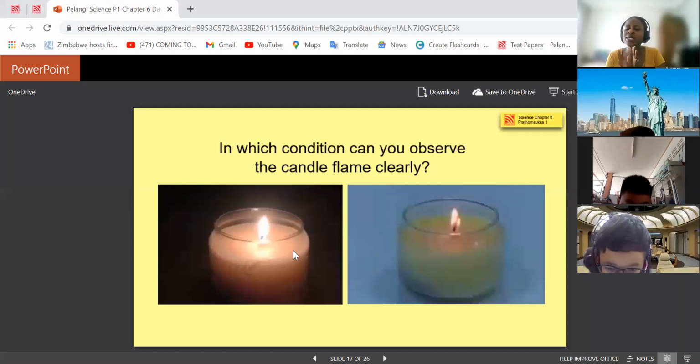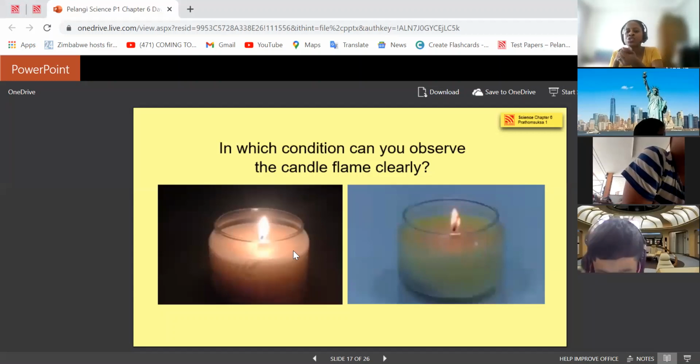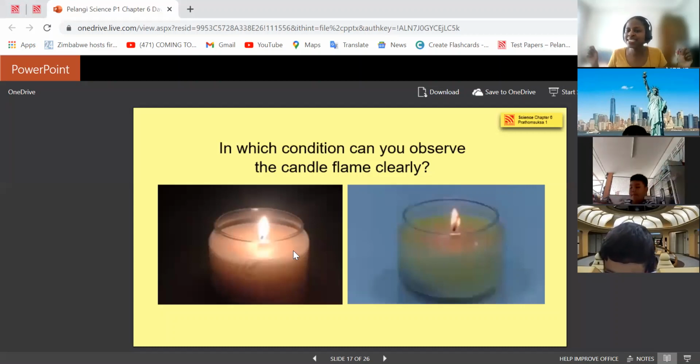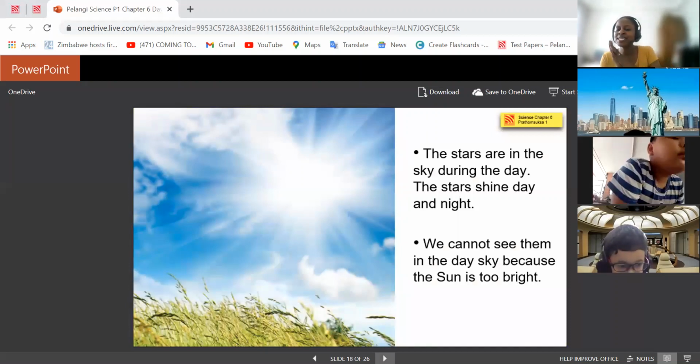This experiment, you can also do it at home. Maybe during the night or during the day, you can close all the windows in the house and then put on your torch. And then see the amount of the light. When you see it, open the curtains and then torch it the same way. You see that the torch seems to be bigger and brighter in the dark than in the day, all right? So from this, we can tell that the stars are in the sky during the day.